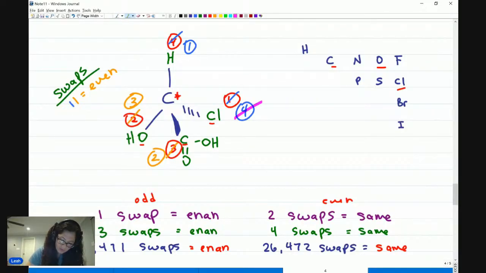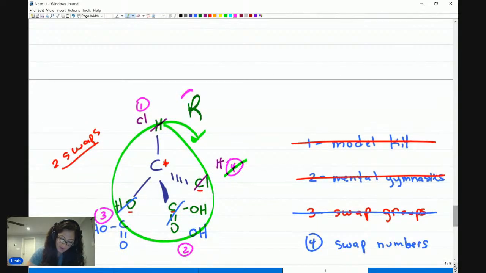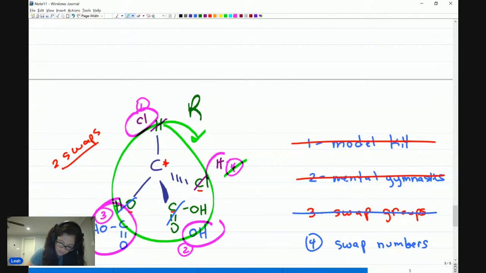Cross out number 4, trace an arc from 1 to 2 to 3. I got R. What did I get when I drew it? I got R. But this one took so much longer because I had to redraw all the groups. And I don't want to do that.